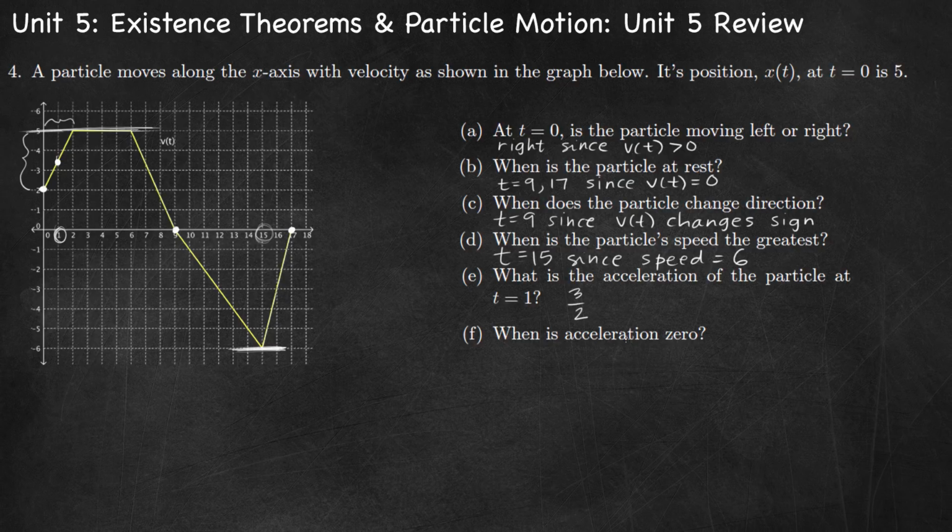When is the acceleration 0? That's when the slope of the velocity graph is 0, and that happens on this interval here from 2 to 6. At 2, the acceleration is undefined because we have a corner point there. And at 6, the acceleration is also undefined because we have a corner point there.